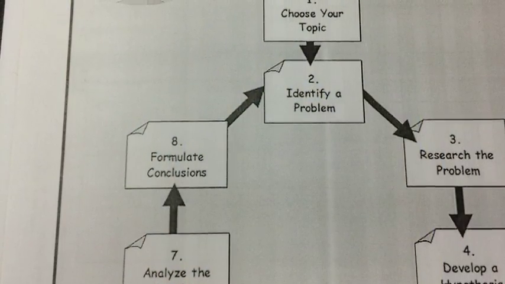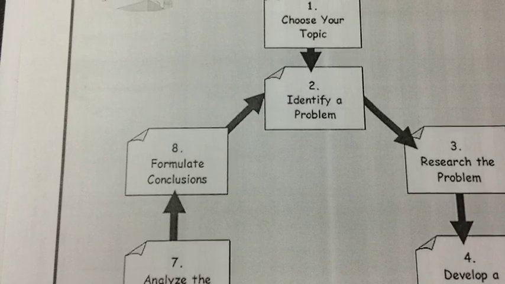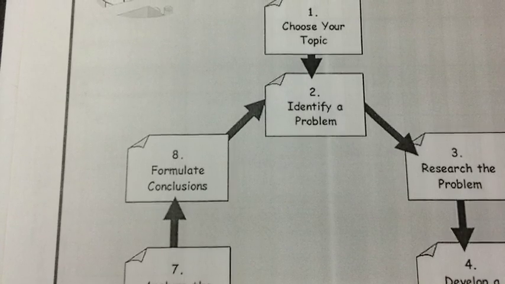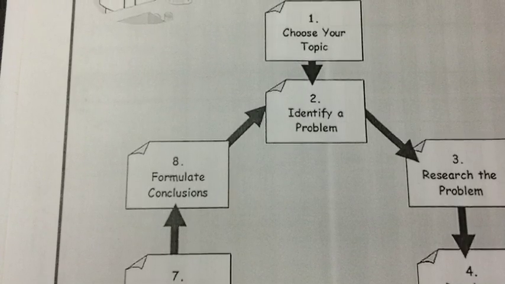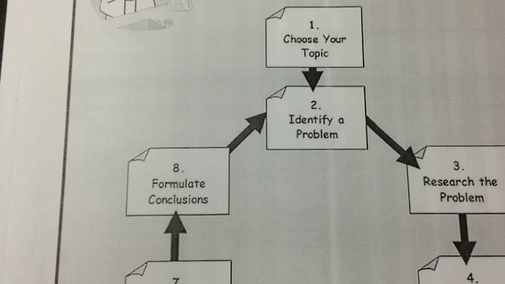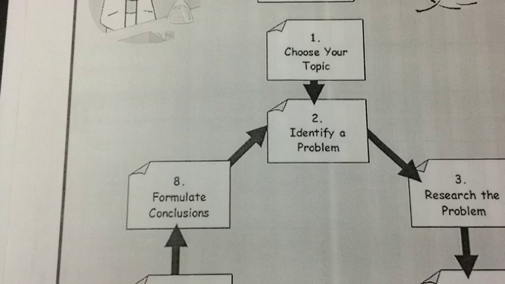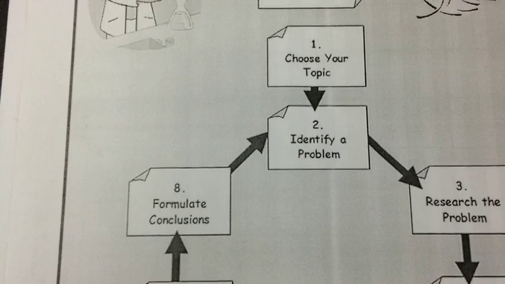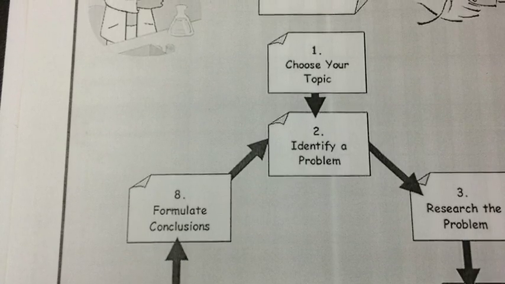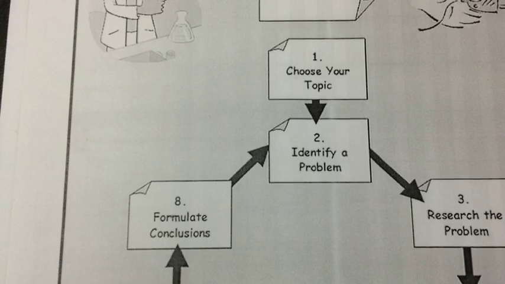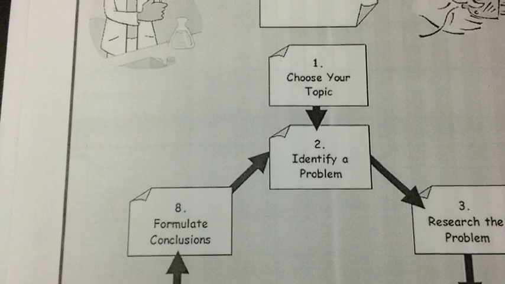A quick picture of a scientific flow chart, the problems start as you expect. Choose your topic, identify your problem, research the problem, develop your hypothesis, then design your experiment, test the hypothesis, analyze your results, and formulate your conclusions. As you can see, it does loop back in case you need to adjust.